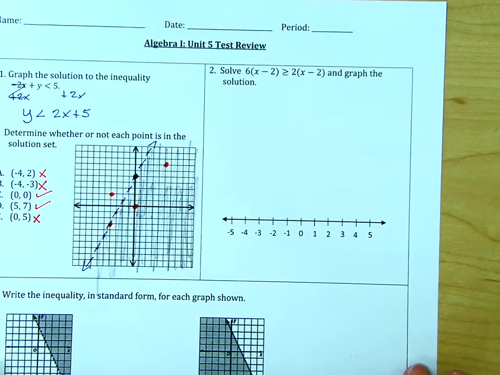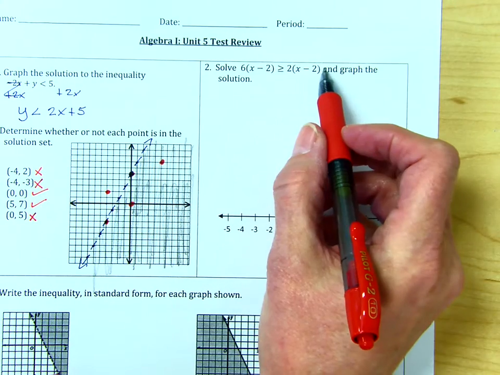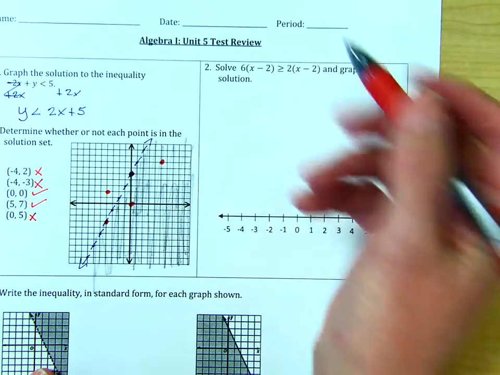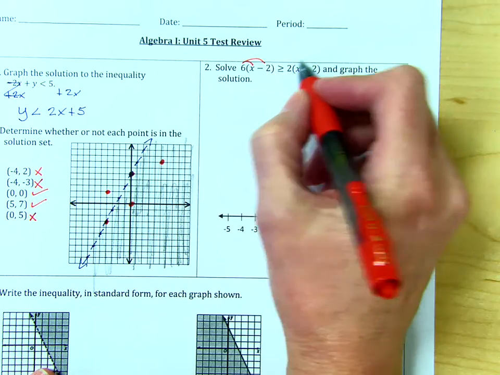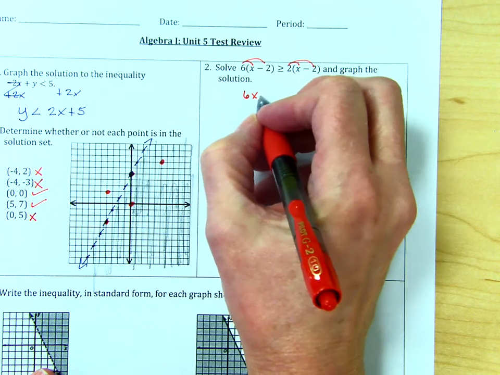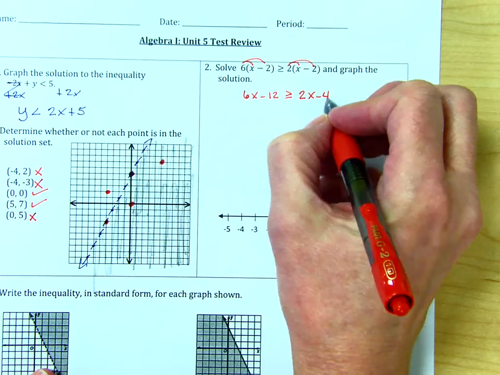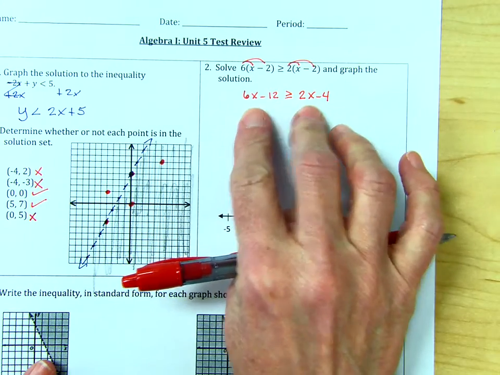For number 2, we need to solve this inequality and graph the solution. So we are going to solve this inequality as if it were an equation. The same rules apply. We will distribute to simplify both sides. So we end up with 6x minus 12 is greater than or equal to 2x minus 4. Now both sides are simplified.